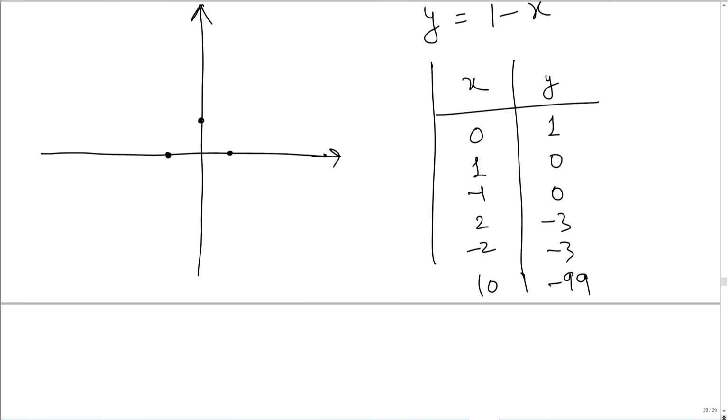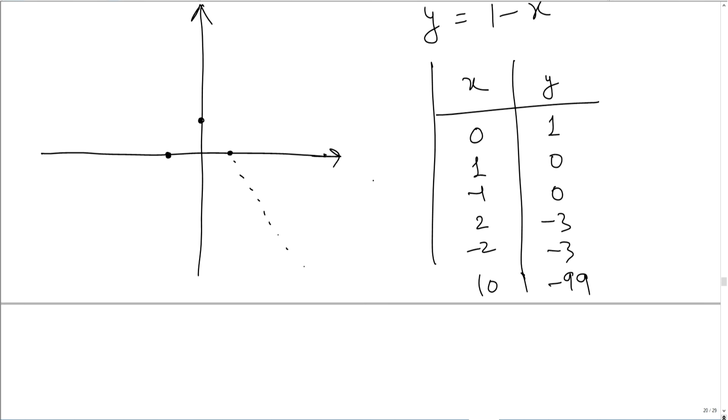Similarly, you can see now as you increase the value of x, you will get a large negative value for y, in both directions, whether it is negative x or positive x. So what it shows is that when you go towards large positive values of x or large negative values of x, the value of y would be a large negative value. So the graph is growing downwards, something like this.